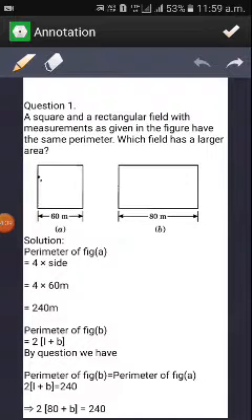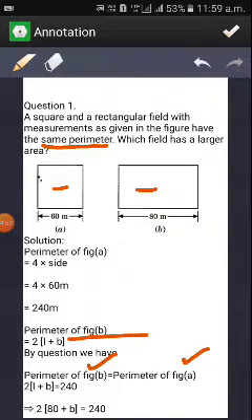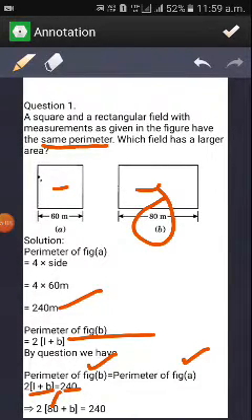Now by question we have perimeter of the two figures is same. We will write perimeter of figure B is equal to perimeter of figure A. Perimeter of figure B is twice length plus breadth, and the perimeter of figure A is 240 meters. Now twice, in place of length we will write 80, length of rectangle, plus breadth we don't know, we will write it as b, equal to 240.